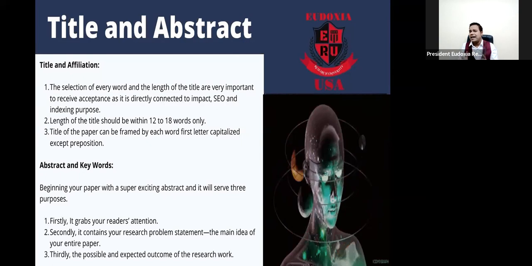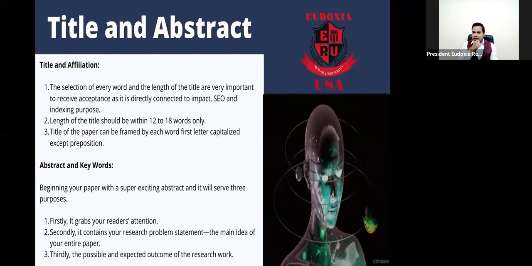I know you have the experience. But what I'm sharing here is the need of a top quartile paper. If you want to publish your paper in a Q1, Q2, Q3 journal, of course you need to understand. You see that selection of every word and the length of the title are very important. I have mentioned here, and receive acceptance, as it is directly connected to impact, SEO, and indexing purposes.